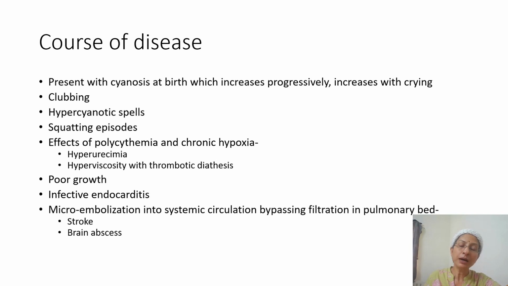An important component of tetralogy of Fallot's symptomatology is the possibility of development of stroke and brain abscess. So how does this occur? Whenever there is a shunting of blood from the right side of the heart to the left side of the heart, we have to remember that it is bypassing the filtration in the pulmonary bed. Normally we look at the lungs as only a gas exchange organ, but remember it has several other functions. And one of the functions is filtration.